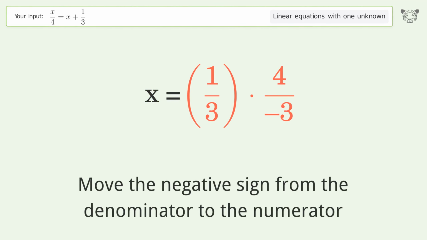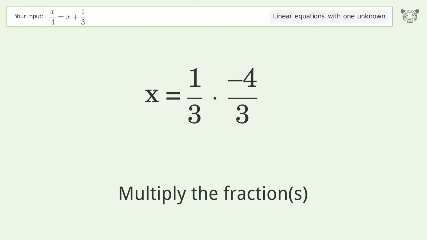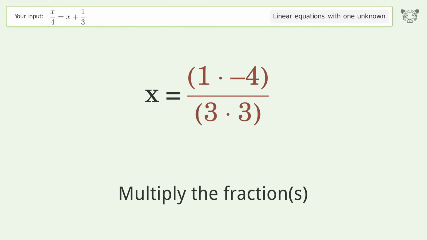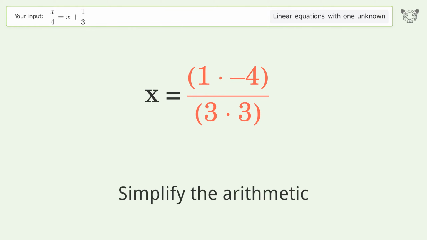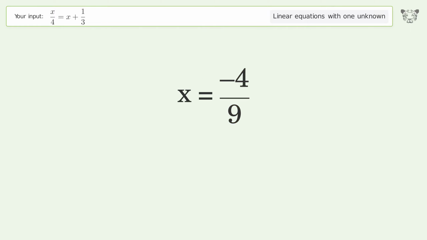Move the negative sign from the denominator to the numerator. Multiply the fractions. Simplify the arithmetic. And so the final result is x equals -4/9.